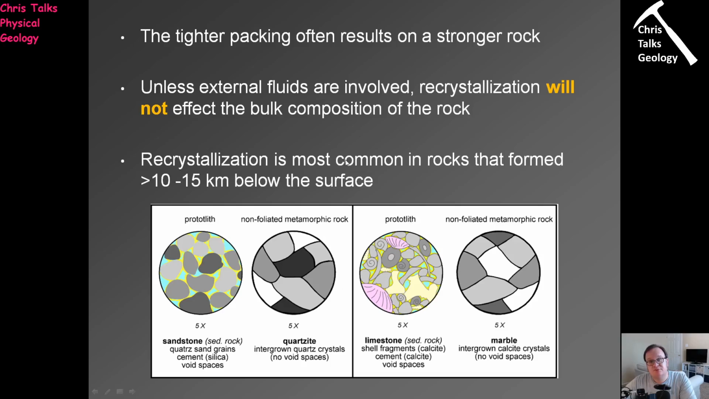So recrystallization is most common in rocks that form deeper than 10 to 15 kilometers below the surface, because typically recrystallization is driven by heat. The only time you tend to get recrystallization at the higher levels in the crust is when you have contact metamorphism, and obviously the magma heating up the rock.